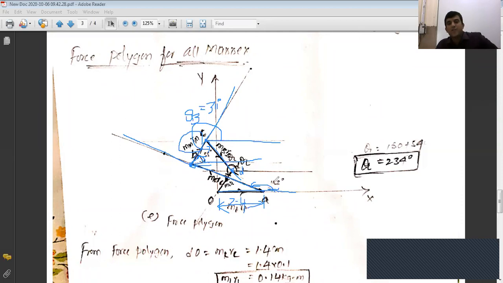Again, the force polygon is an open loop, not a closed loop here. Am I right? Then which is the unknown here in this force column? MLRL is the unknown. Theta L is the unknown, right? How do you get these values? Now anyone can tell me that?